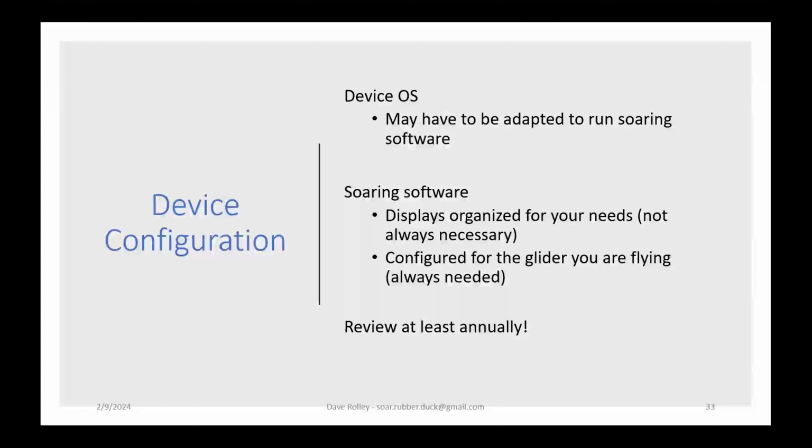With the various soaring software, one of the things you're going to have to do is get your displays oriented and organized for your needs. Now, that may not be necessary. The default display may be adequate to get you started. It does need to be configured for the glider that you're flying. Otherwise, it's not going to be giving you useful information. And that's always going to be needed. You're always going to have to either select it from a list or put in some parameters so that it can generate the polar for your glider. And those things have to be reviewed at least annually just to be sure that you're up to date.